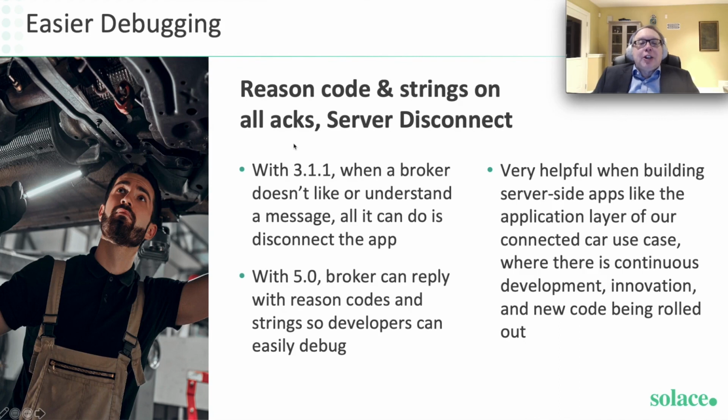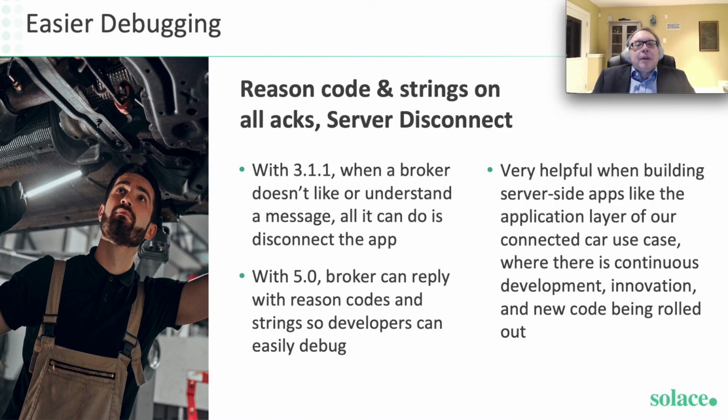Perhaps one of the biggest challenges with MQTT 3.1.1 was for developers to figure out what was happening when they sent a message to the broker that the broker couldn't parse. Because in 3.1.1, what the protocol said was, if you don't understand the message, disconnect the app. And that doesn't give a developer a lot of clues as to what's going on. So with 5.0, one of the best things they've added is the ability for the broker to reply with Reason Codes to tell the developer what went wrong, or at least give hints as to what went wrong.